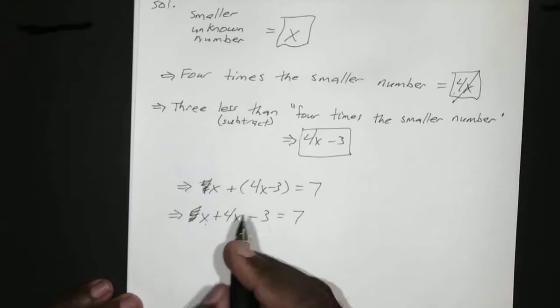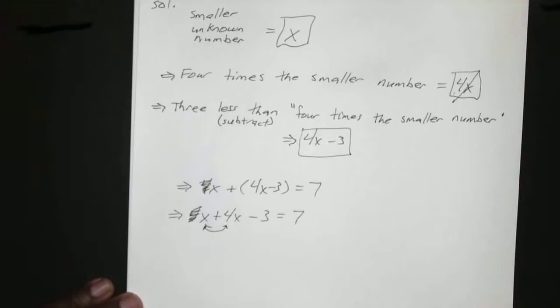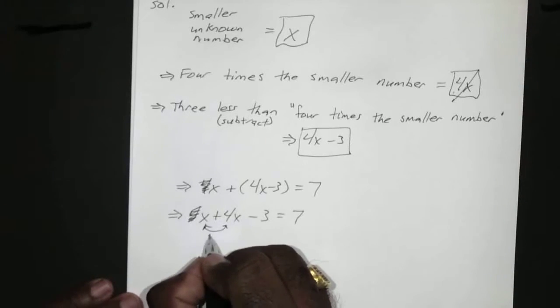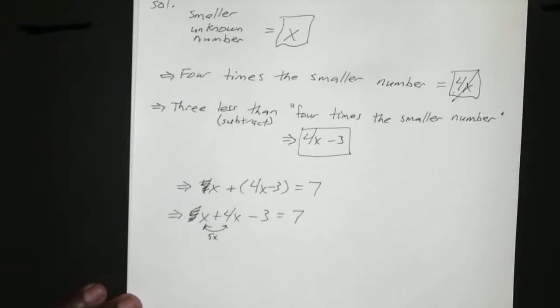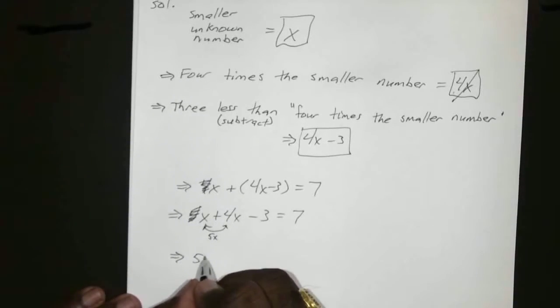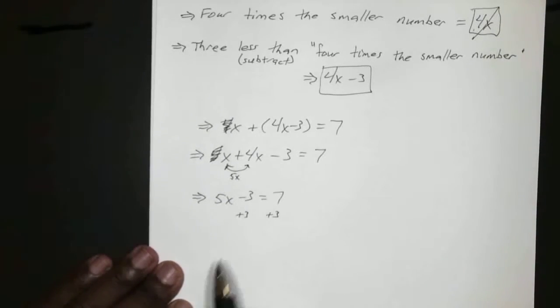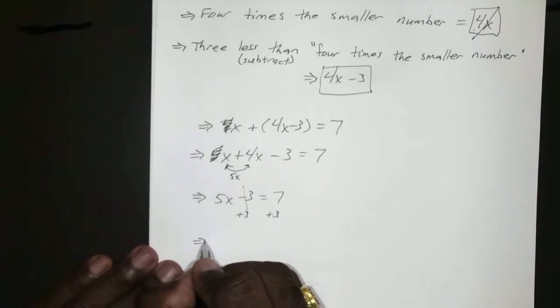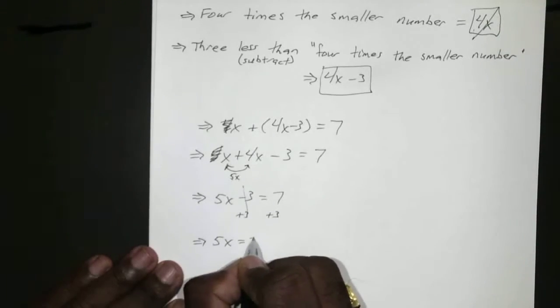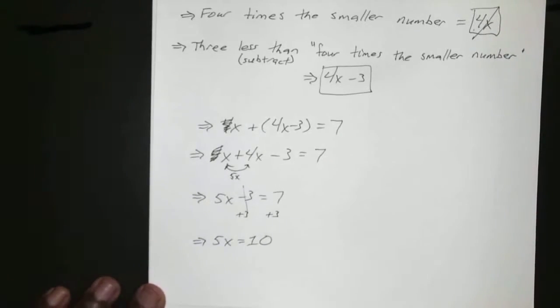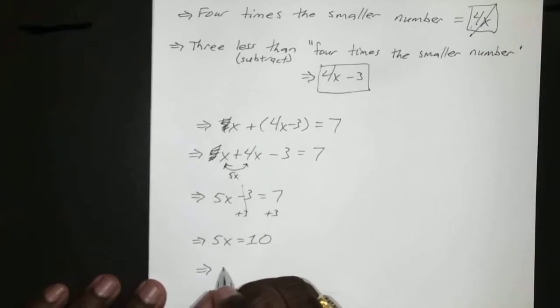All right, so we have x plus 4x, which gives you 5x. So you end up with 5x minus 3 equals 7. So you just add 3 to both sides. Negative 3 plus 3 are opposite, so they cancel out. You get 5x equals 10. Divide both sides by 5. You get x equals 2.